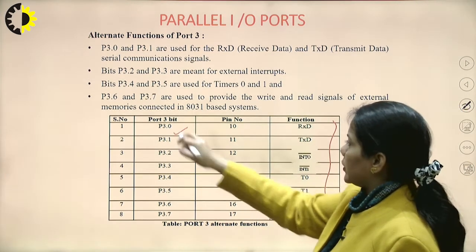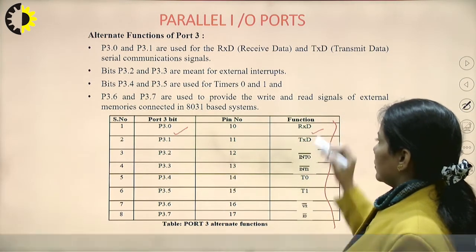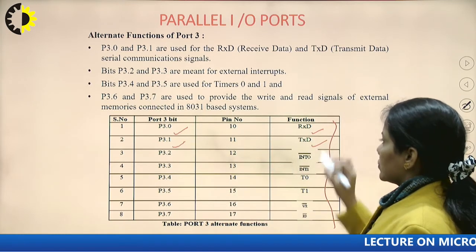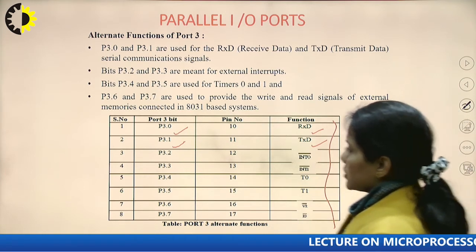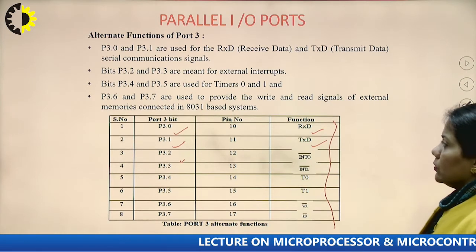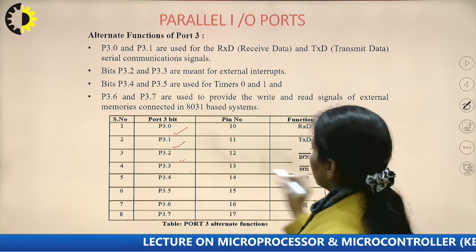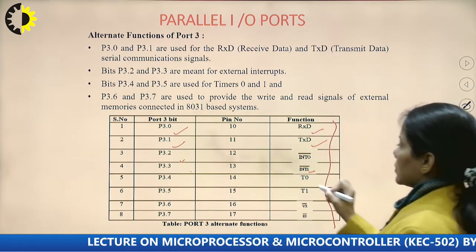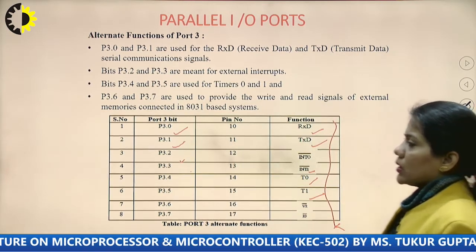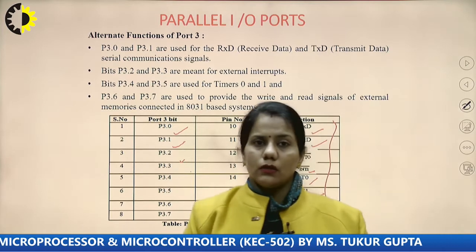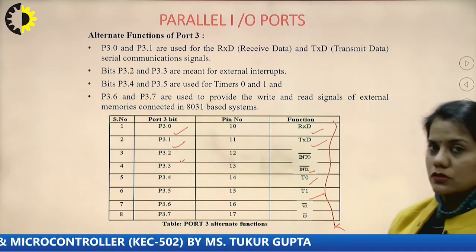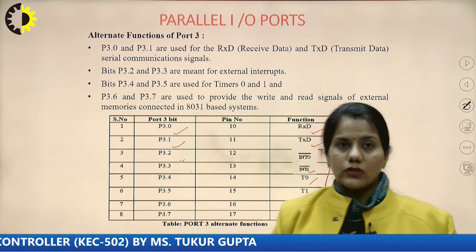The 0th bit of port 3 is used as the receiver bit. First bit is used as the transmission bit. The second bit is used as the INT 0. Third bit is used as the INT 1. Fourth bit is used as the timer 0. Again timer 1. And the 6th and 7th are used as the write bit and the read bit respectively. So these are the special functions supported by the pins of this port 3.